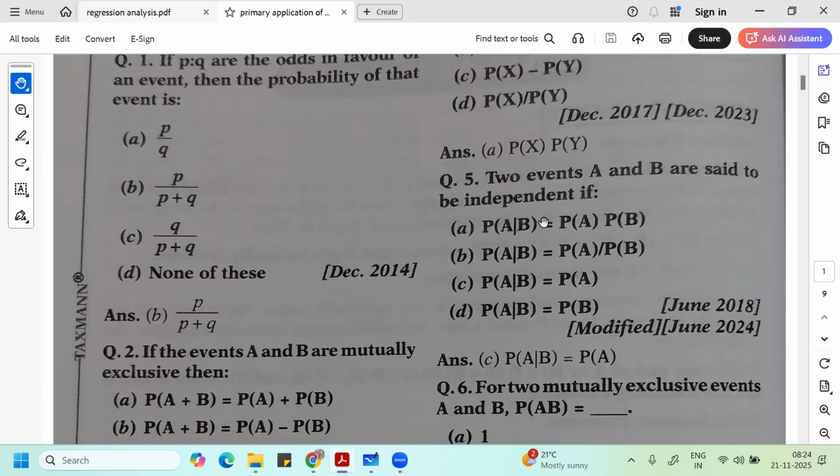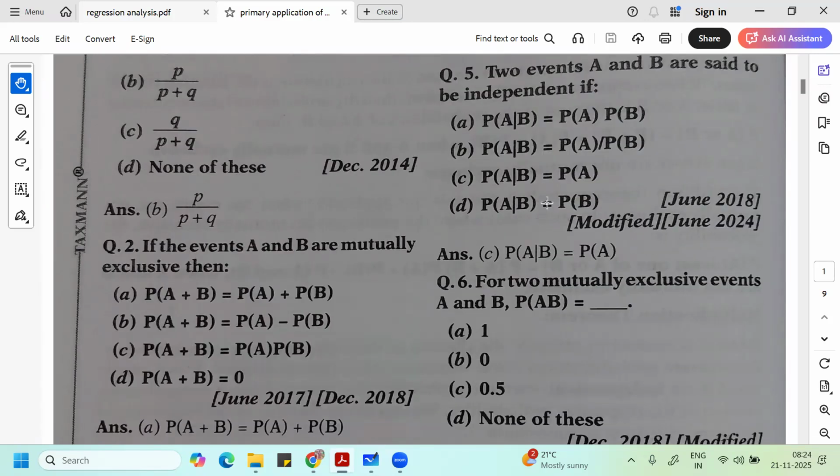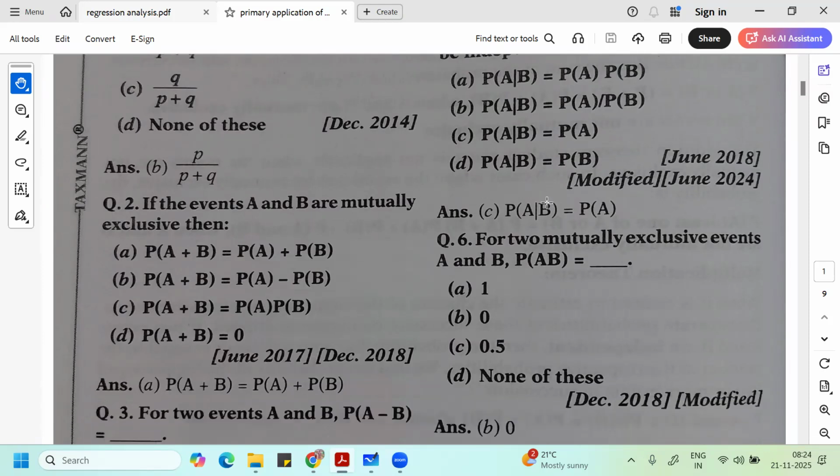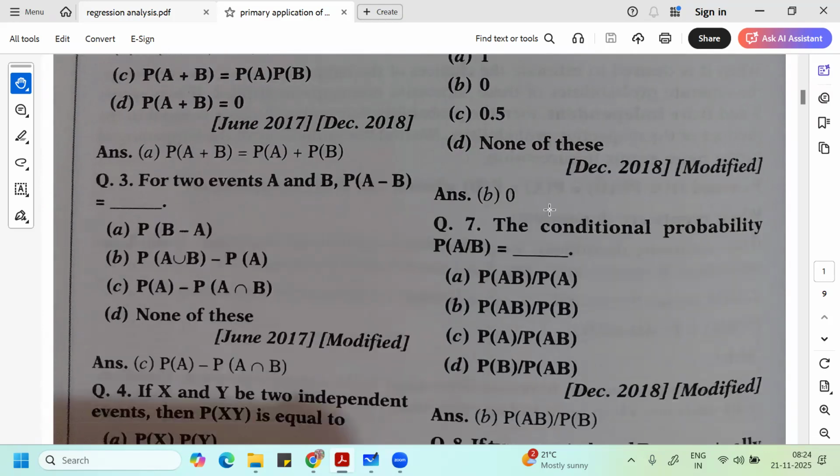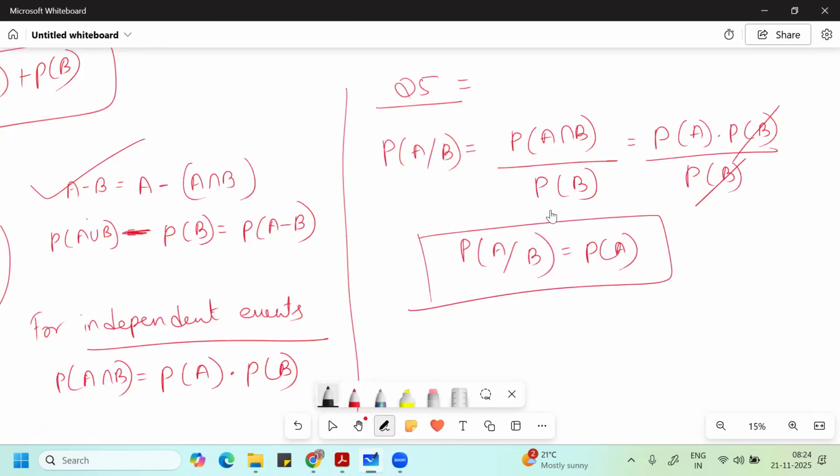Now, question number 6. For two mutually exclusive events, A into B is equal to 0, meaning mutually exclusive events cannot happen together. So A into B is basically A intersection B, and that would be equal to 0. For the conditional probability, remember the formula of probability of A by B. I have already written this formula here, that is A intersection B divided by probability of B.